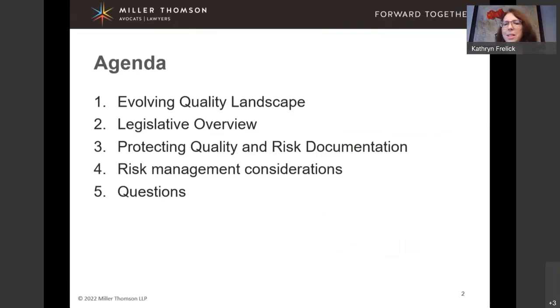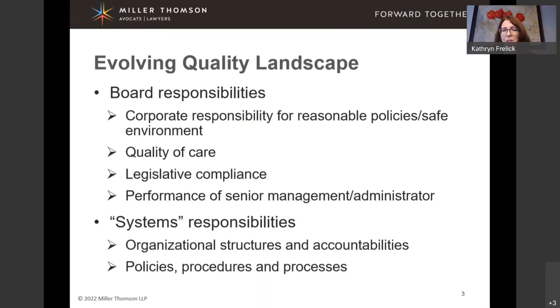So what are we talking about today? We're going to start with a bit of a discussion around the evolving quality landscape and the trends towards openness and transparency in the provision of healthcare. We'll talk about some of the legislation that is applicable to the sector, protecting quality and risk documentation, and then finally we'll talk about some risk management considerations that you can have in mind when you are documenting your risk and quality activities.